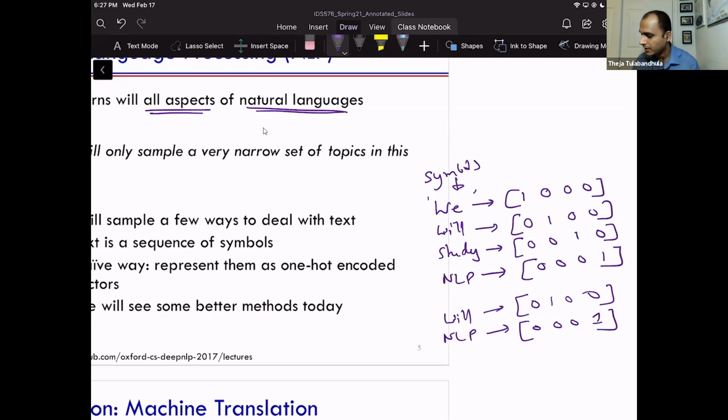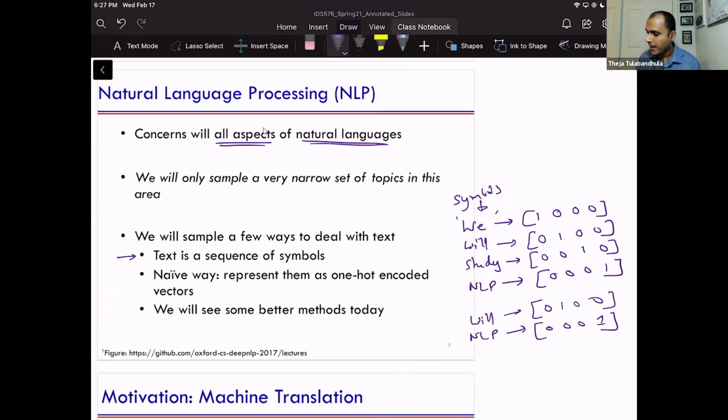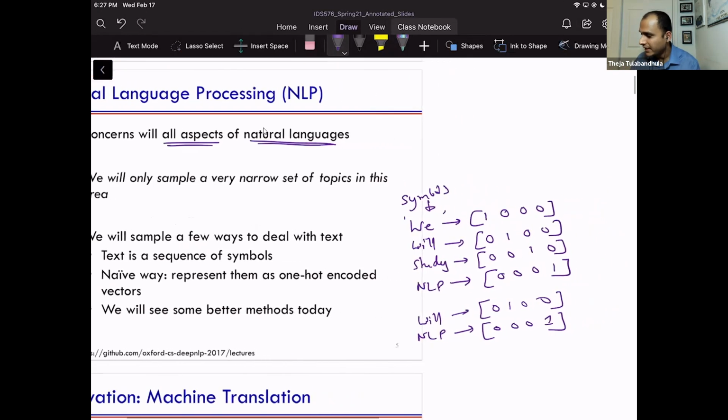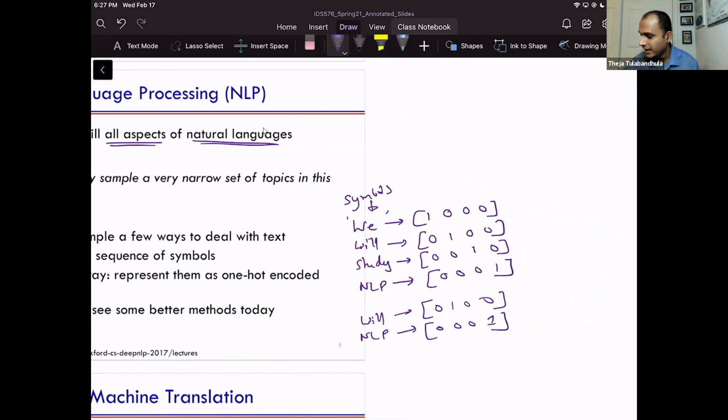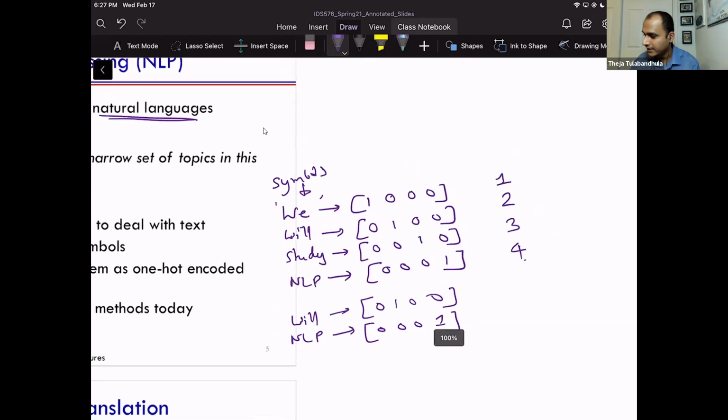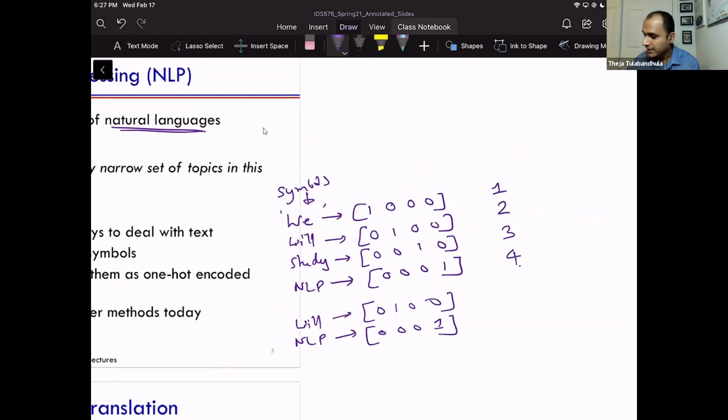Yeah. So then, okay. But we can also do something very trivial, right? So let's say I can just say, hey, We should be number 1, will should be number 2, study should be number 3, and NLP should be number 4. This is also a numerical representation of symbols, which the computer does understand, right? So in this case, what I've done is represent the word We with the integer 1, and similarly the word NLP with the integer 4.